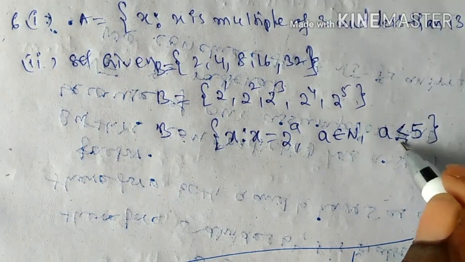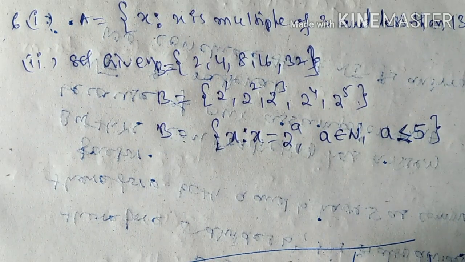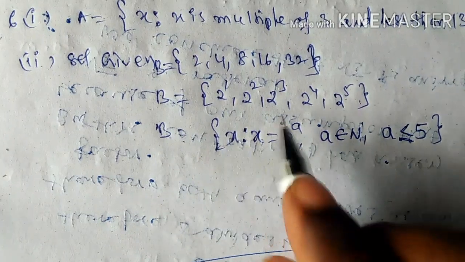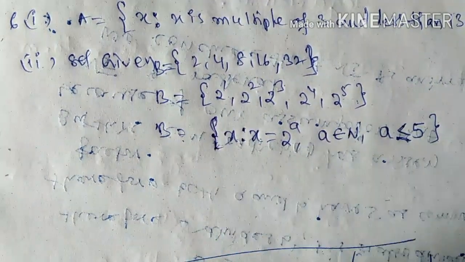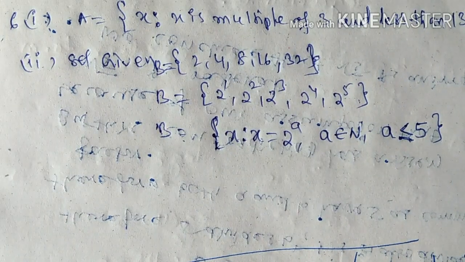I'm writing less than or equal to 5. It means a is also equal to 5. Less than 5 means 1, 2, 3, 4. Equal to 5 means it is also 5. So 1 to 5 here we are taking. Understood? This is the set builder form of the second bit. Okay. Next third.